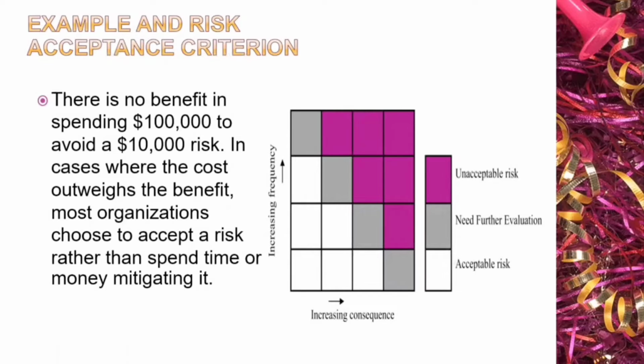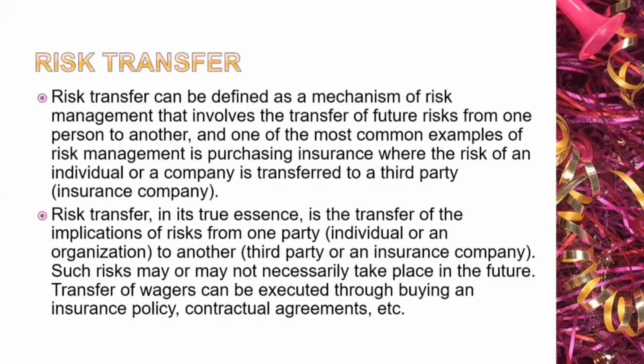For example, we had seen this. The company will not spend $1 lakh in order to avoid a risk of $10,000. So the company will definitely accept the risk and continue its operation. Also, we can see an acceptance criteria on the right side of the PPT. The white color describes the unacceptable risk and need for further evaluation, gray color, and white shows acceptable risk.